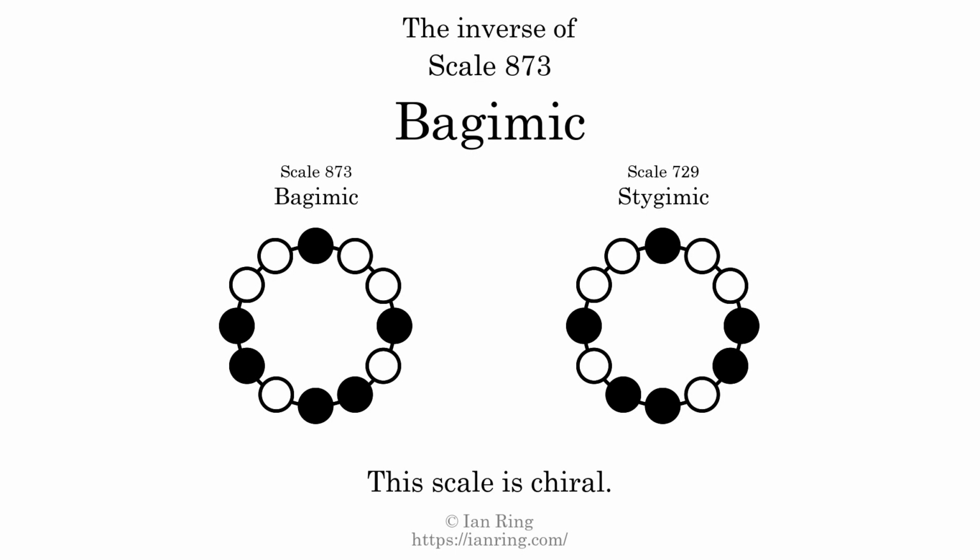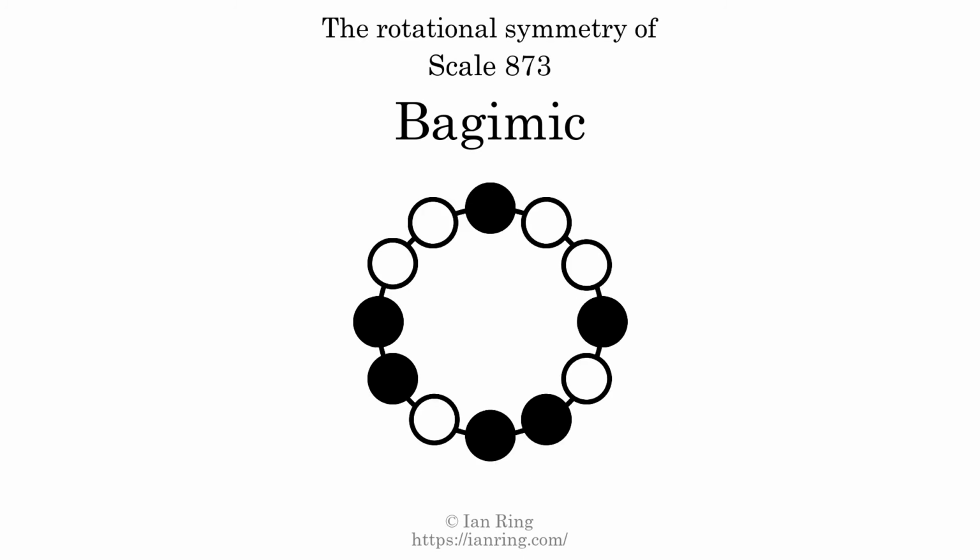The inverse of a scale is a mirror image. It is what you get when the sequence of intervals is reversed. The inverse of this scale is scale 729, also known as Bagimic. This scale is chiral. It cannot transform into its inverse by rotational transformation. This scale has no rotational symmetry.